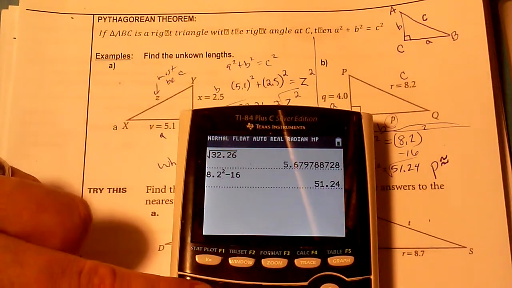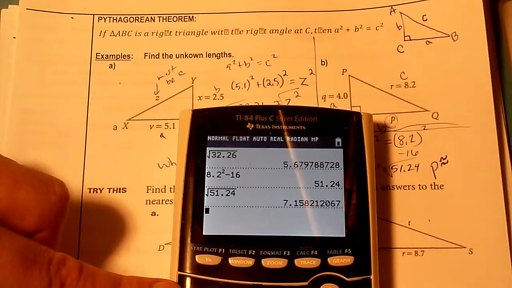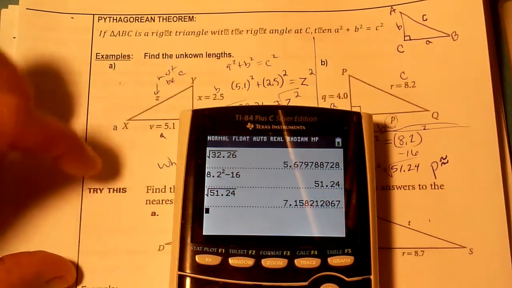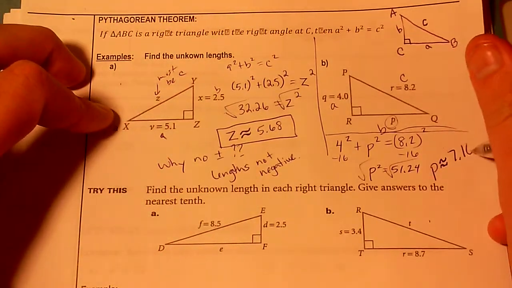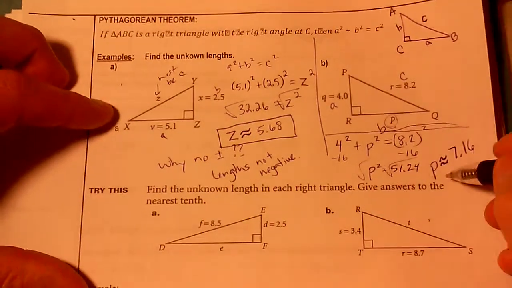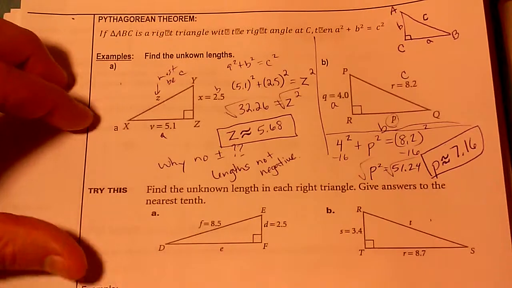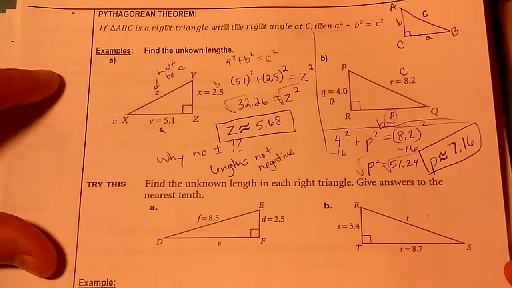Square root of 51.24 is 7.16, approximately. 7.16 units. Usually, kind of annoyed that the book doesn't have units, but these are examples, I think, right out of the book. We should practice labeling in units. Anyway, all right, so there we go.